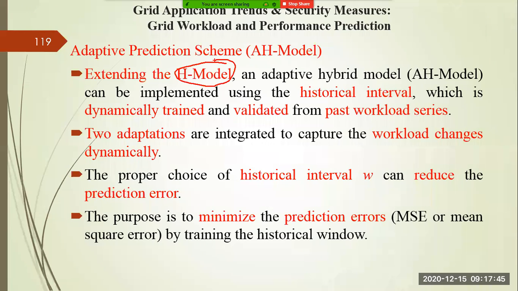The first adaptation is nothing but you have to properly choose the historical interval W. If you choose the historical interval W properly, then you can reduce the prediction error. That's why I told you in machine learning also, if the data size is very huge, definitely your error rate is less. Right? That's why proper choice of historical interval W is very much important to reduce the error. Okay. Next, what is our purpose here? The purpose is to reduce the error. Whatever you are predicting for this particular subject, you are expecting, let's say, 90 out of 100.